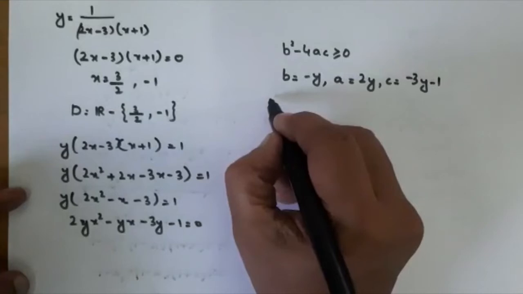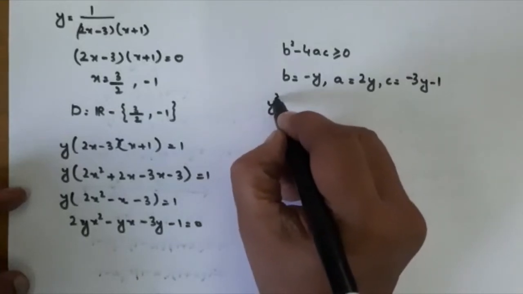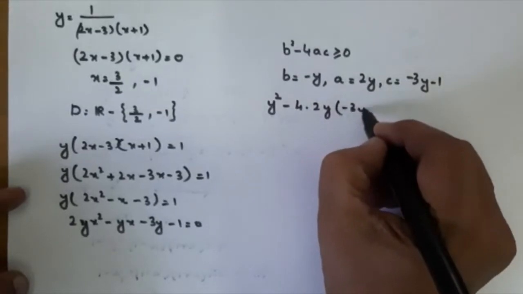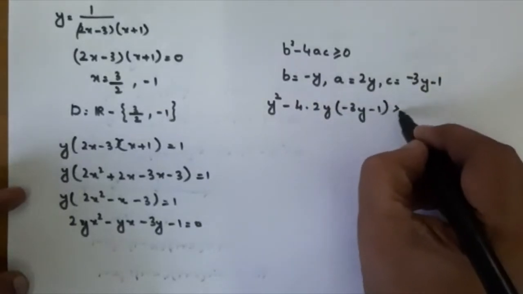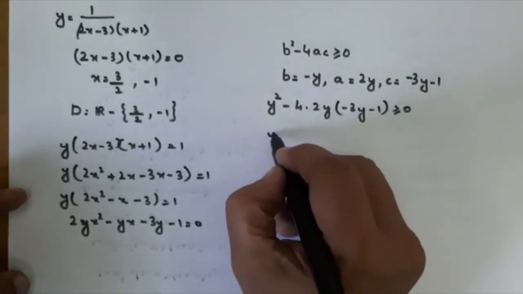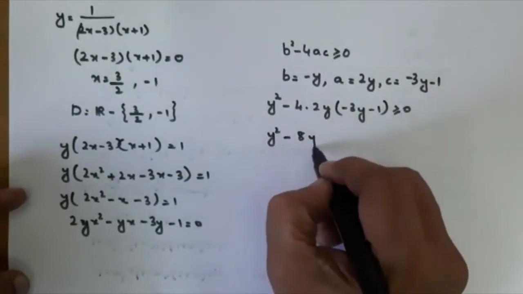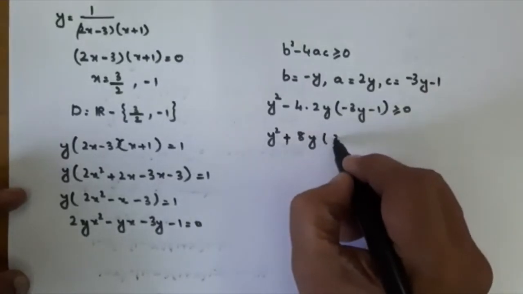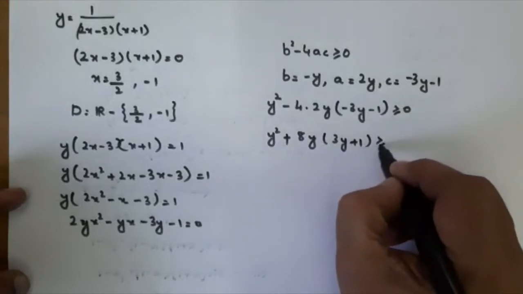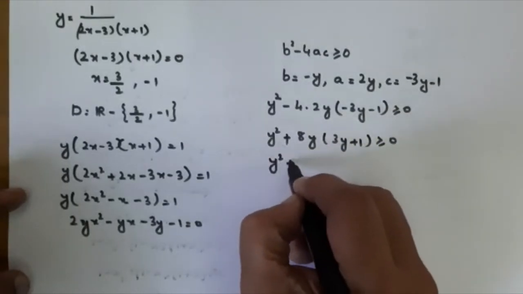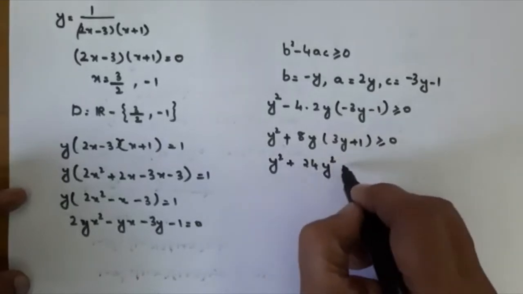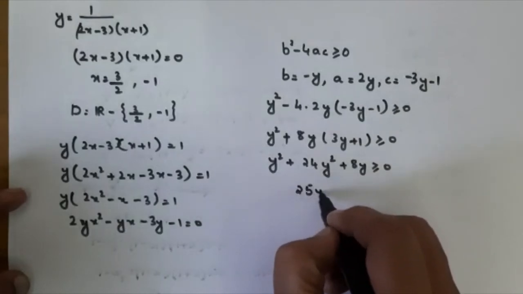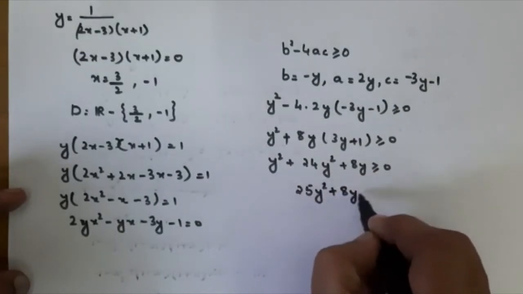Therefore, b square minus 4ac, what is it? Minus y square, that means y square, minus 4 into 2y into (minus 3y minus 1). This should be greater than or equal to 0. That is y square minus 8y into (minus 3y minus 1). If you take this minus sign outside, this becomes plus, into (3y plus 1), should be greater than or equal to 0. That is y square plus 24y square plus 8y greater than or equal to 0. That is 25y square plus 8y greater than or equal to 0.